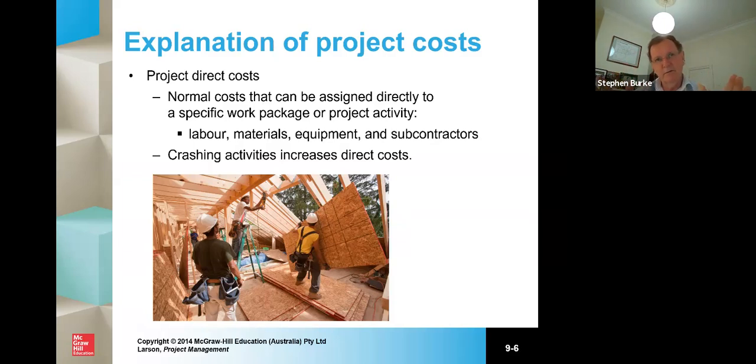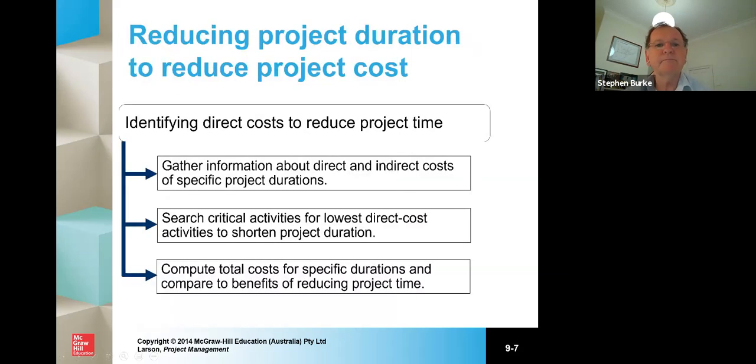And crashing activities, that is suddenly shortening the project. I mean, crash in this instance does not mean like a car crash, it means shortening. It increases direct costs. So what you need to do when you're looking at reducing project duration to reduce the project costs is you've got to have some data. You can't do it without information. So you gather information about direct and indirect costs on specific project durations.